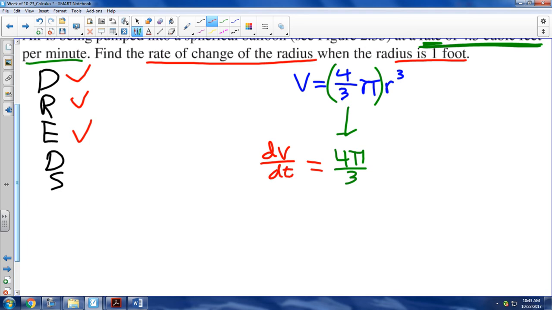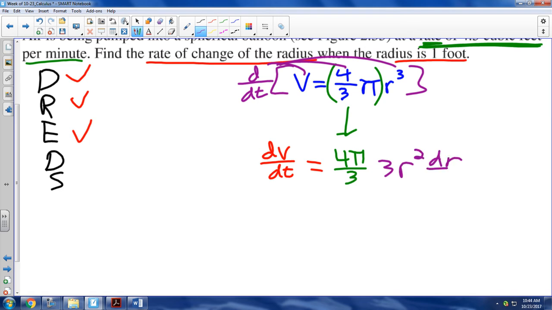None of the variables are going to be matching here because we're doing things with respect to time. So remember, we are going to differentiate with respect to time. So here we have that constant, leave it alone. Here we have to derive. So that's going to be 3r squared dr over dt.